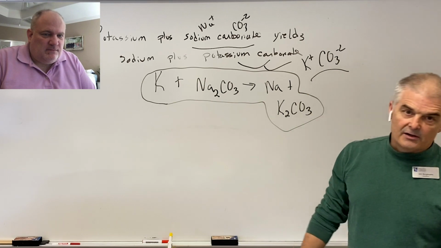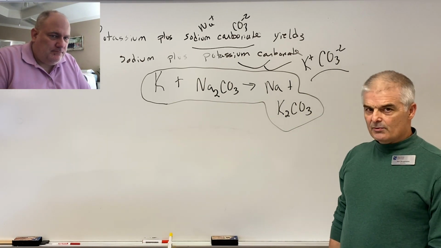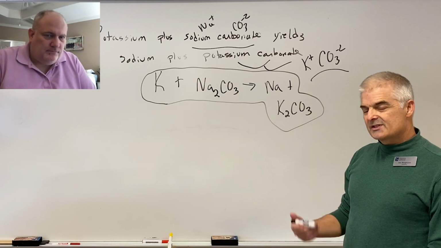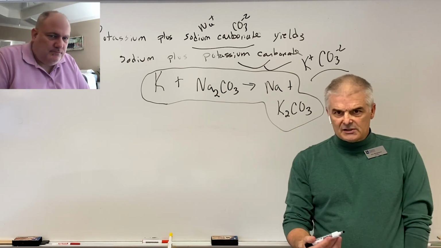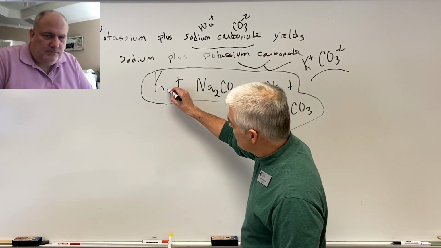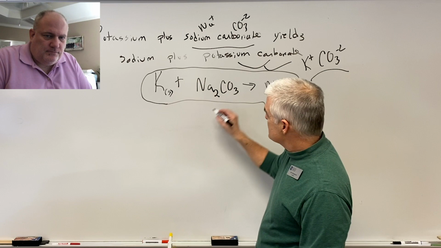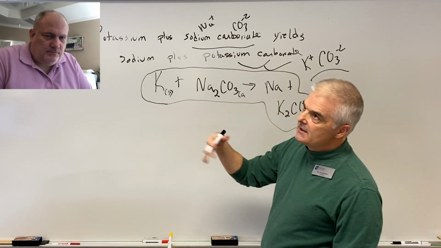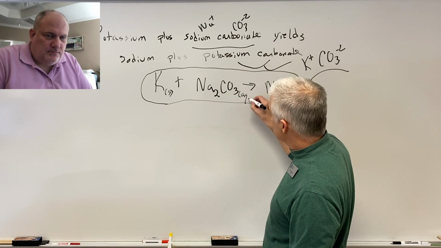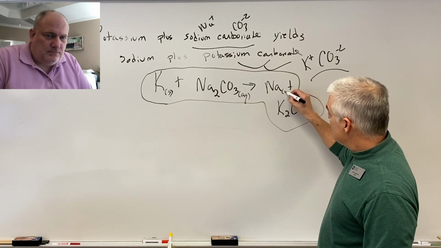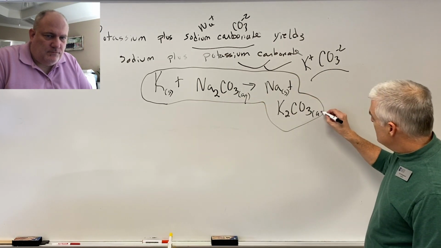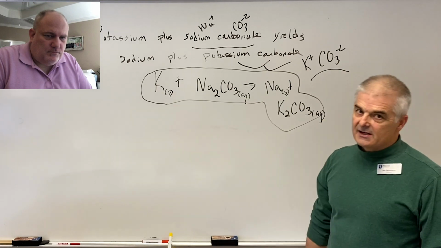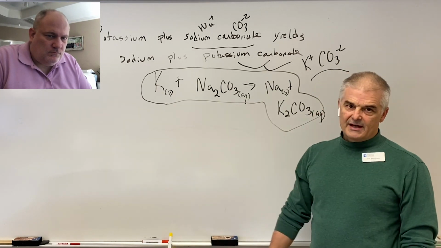Let me say one other thing here: we can also, in general, figure out our states of matter. If you look at the periodic table, metals are going to be solid, so we can say K solid. Na2CO3, when you have an ionic compound, is almost always going to be aqueous, and this will be solid again, and this will also be aqueous. You can actually determine the state of matter from that. We're going to talk some more about that in class, though.